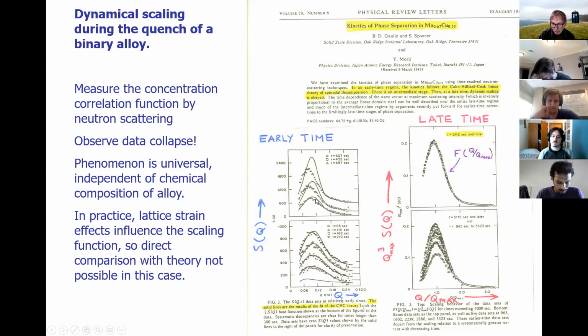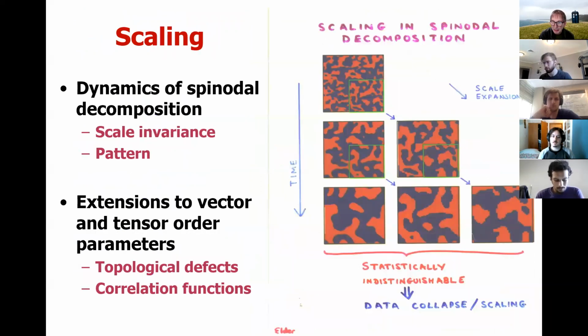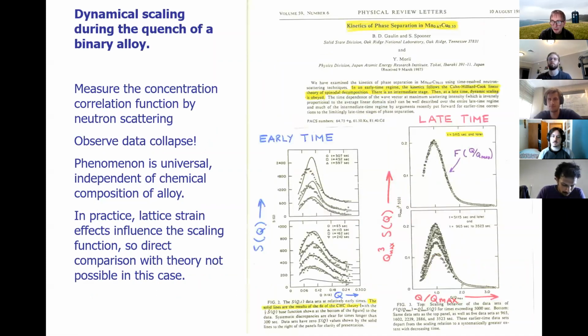And that peak in the structure function corresponds to a wave number. And because it corresponds to a wave number, it corresponds to a length scale. So what length scale could that be? Well, it's exactly the length scale that you see here, which is the characteristic size of the domains that you see. So we can quantify this picture by doing neutron scattering and looking at the correlation function.